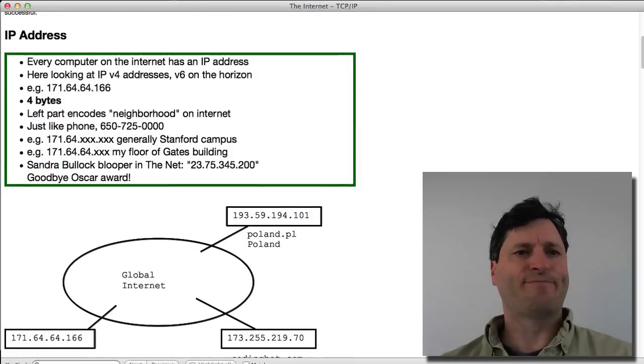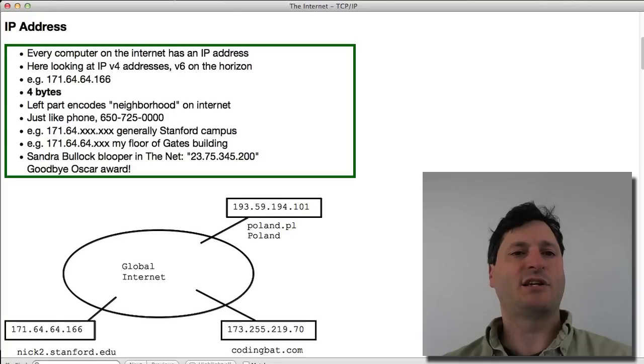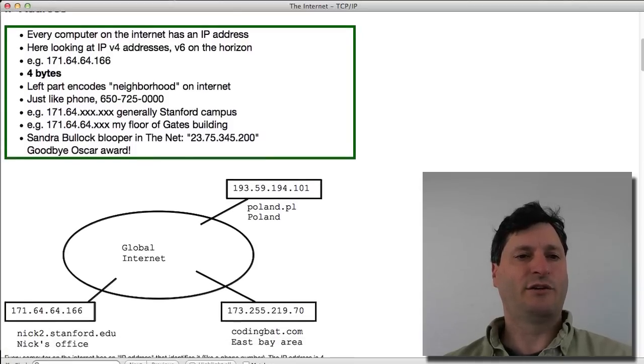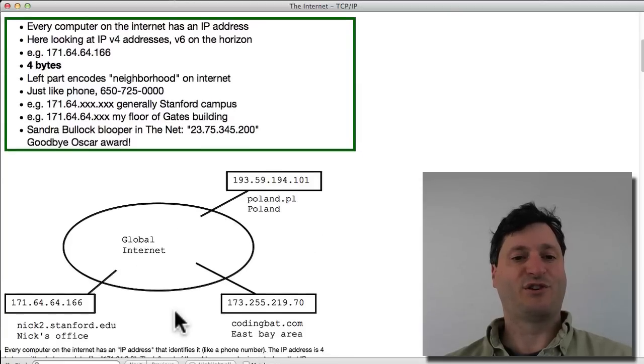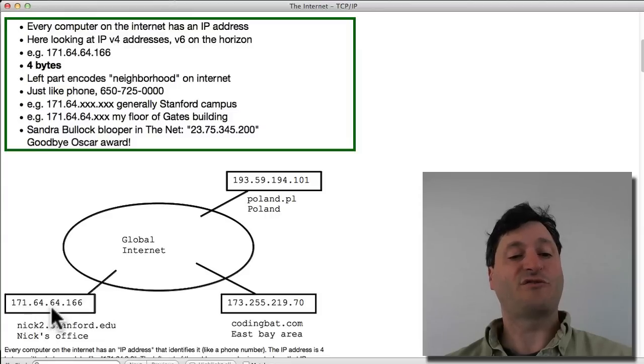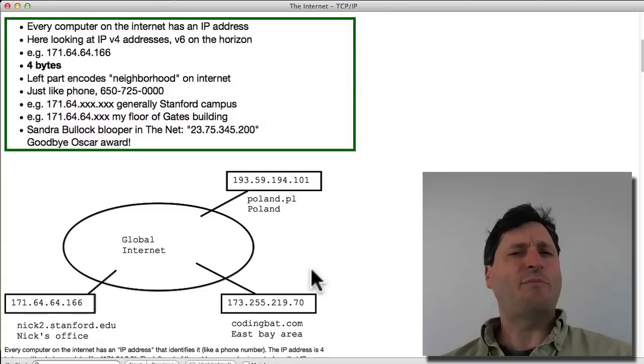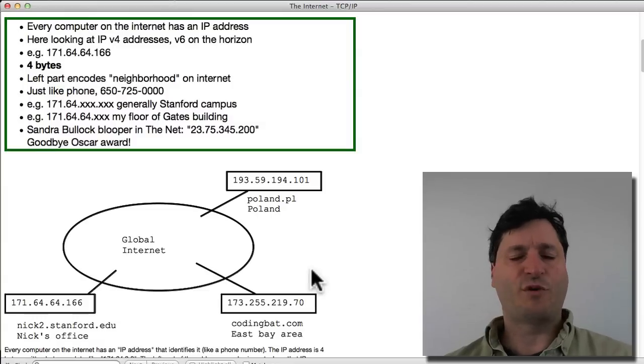All right, so let me talk about how this works. The first thing to know about the internet is that every computer connected to the internet has an IP address. For example, here's my picture of the internet. The computer in my office has the IP address 171.64.64.166. That identifies my computer. Over 30 miles from there, there's another machine I maintain, codingbat.com, and it has the IP address 173.255.219.70, and so on.